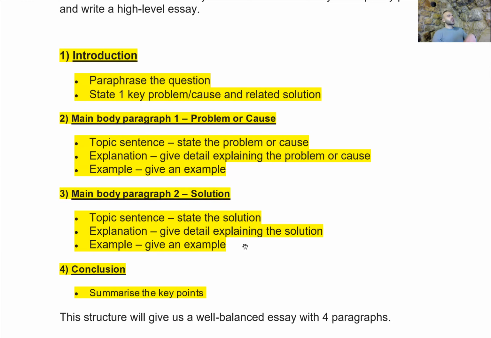For example, you can say a survey held or carried out in the UK proved that 26% of people or citizens are blah, blah, blah, or have a blah, blah, blah. You can make it up because the examiner is not going to check your facts. The examiner wants to see something that fulfills the explanation and topic sentence. So he wants to feel engaged with what you are writing, and he wants to see some comprehensible information, okay?